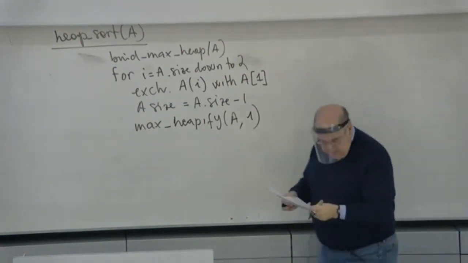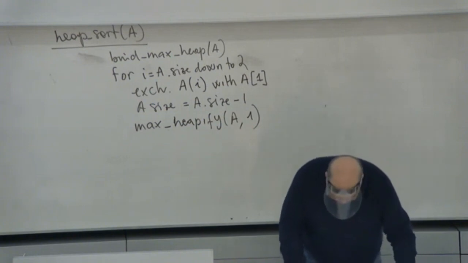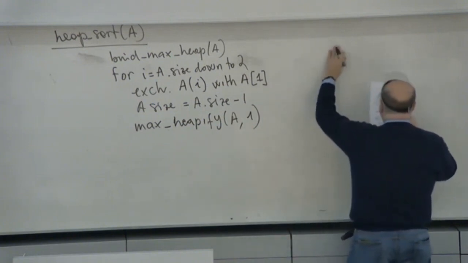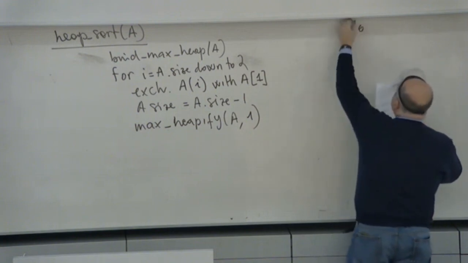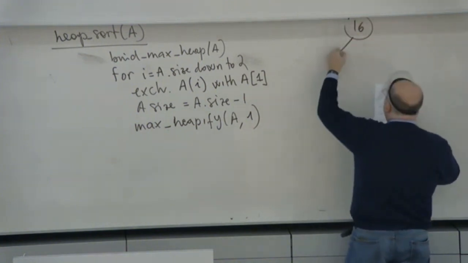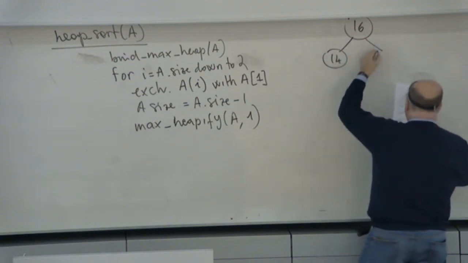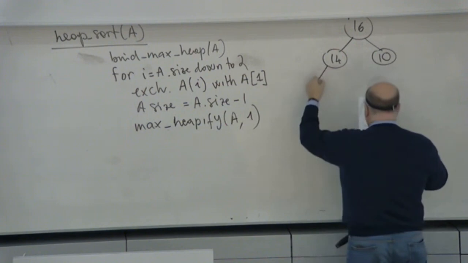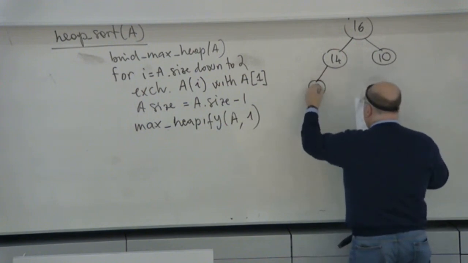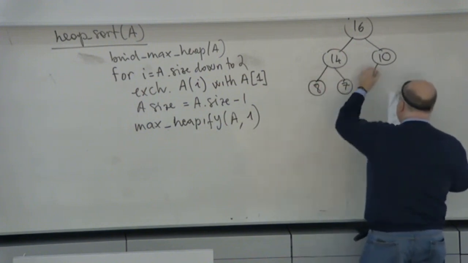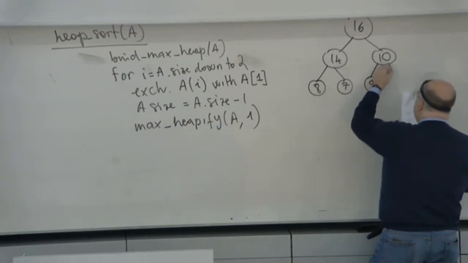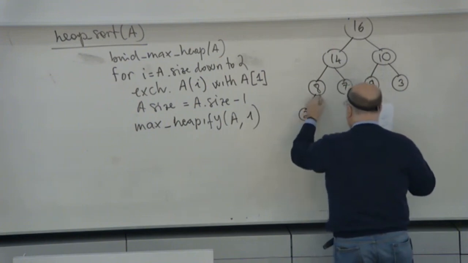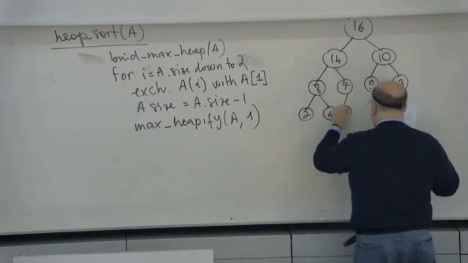I'm writing back the same tree as before, just to show you, and then I start commenting on this. So it's 16 at the top, then you have 14, 10, 8, 7, 9, 3, 2, 4, 1.